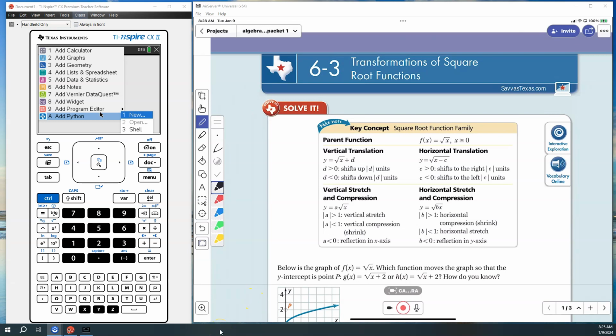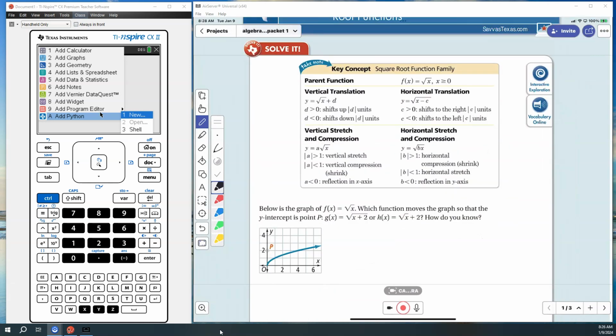We're going to be talking about transformations of square root functions. And what I'm going to do is go over the different types that we have. We have vertical transformations, or translation. You notice that the plus D is either going to move it up or move it down. Horizontal, you see how you have that minus C? It's either going to move it to the left or to the right.